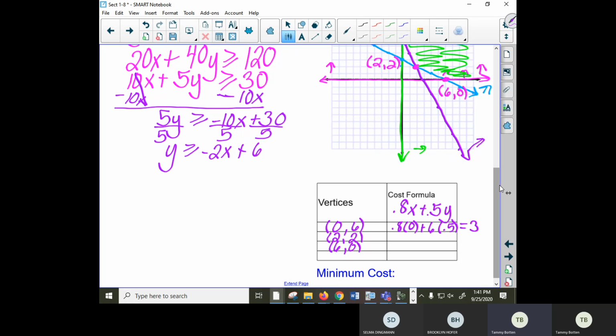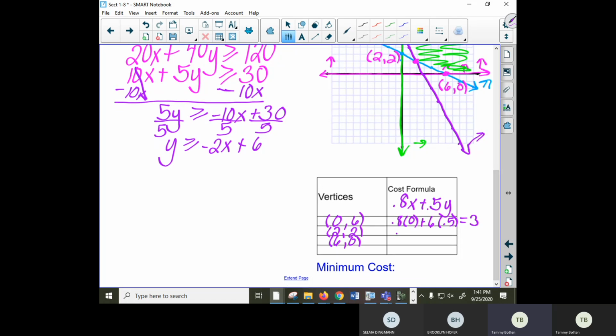I don't know where I put my notes, but if you guys plug that in, 0.8 times 2 is going to be 1.6, plus 0.5 times 2 is going to be 1. Did you get that to be 2.6? $2.60. And then 0.8 times 6 plus 0.5 times 0 is, I believe, going to be 4.8. And these are dollars, so it's like $4.80, $2.60, or $3. Did anyone punch those in? Did I do that right in my head?